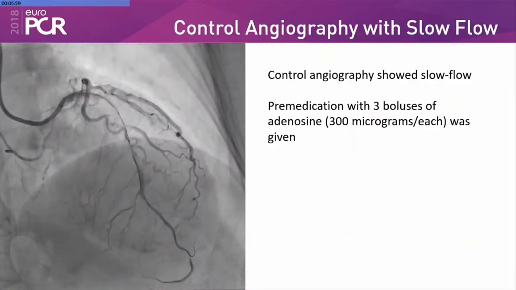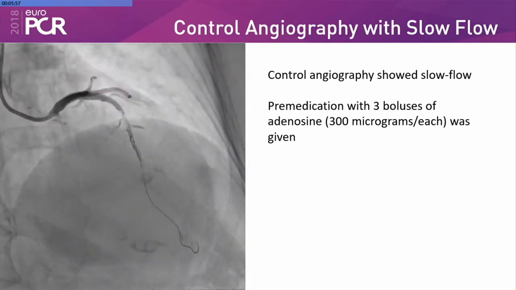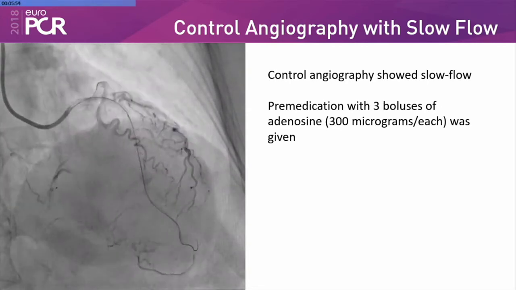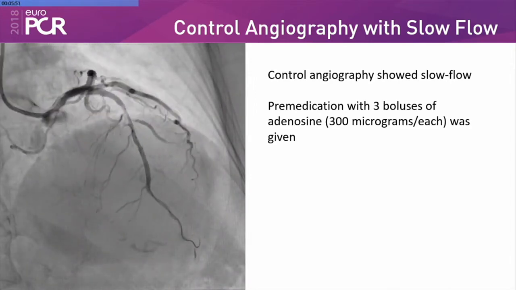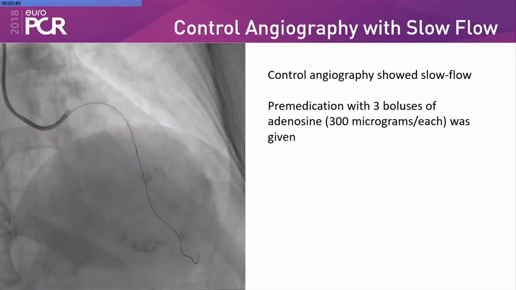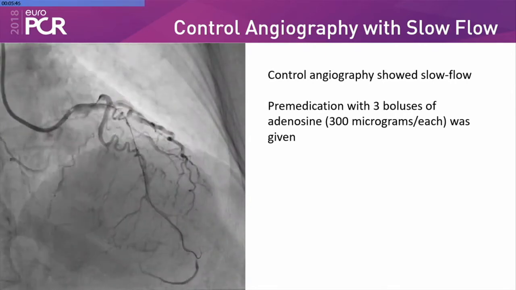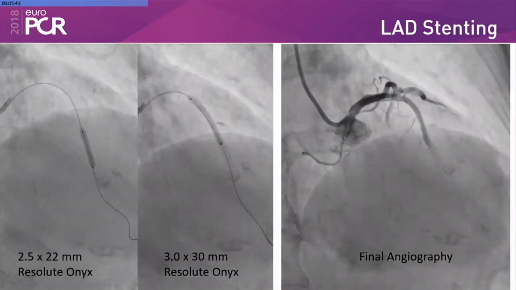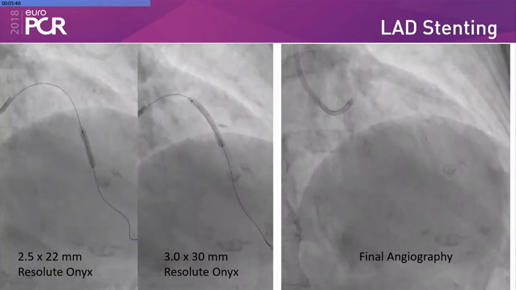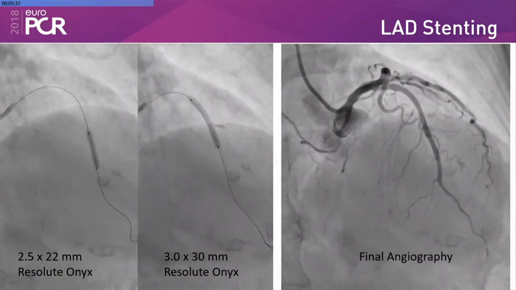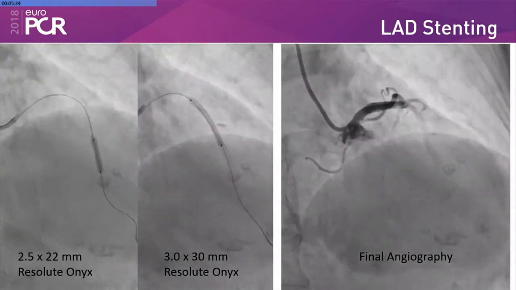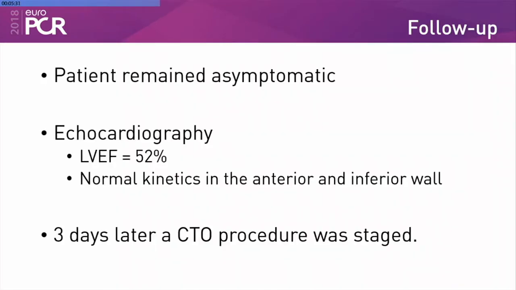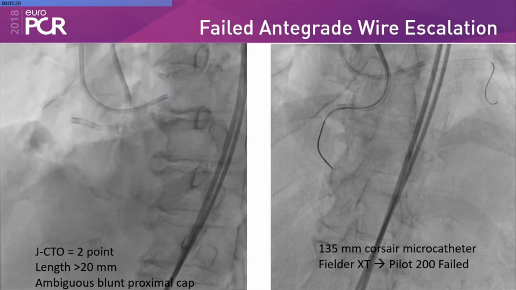So they start making the control angiograms with pre-dilatation again, and then start having some no-reflow, and start using adenosine to try to treat the no-reflow phenomenon. After that, they start with stenting on the left main, and this is the final angiogram for the LAD. The patient remained asymptomatic with normal echocardiography, and 3 days later, they proceeded to do the CTO procedure.